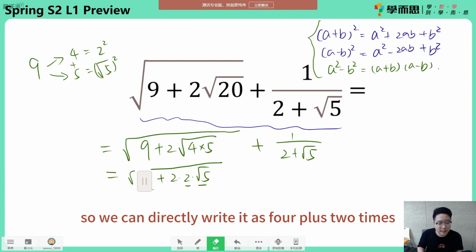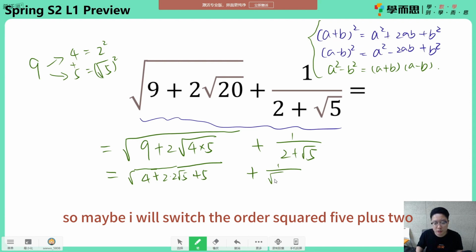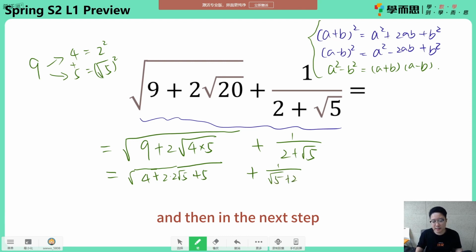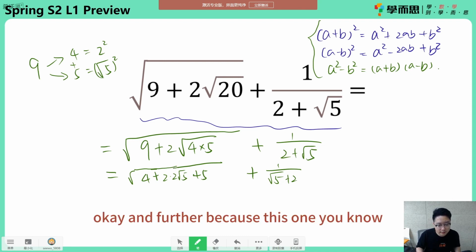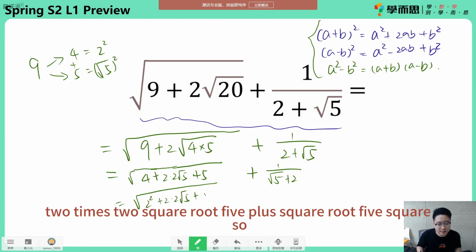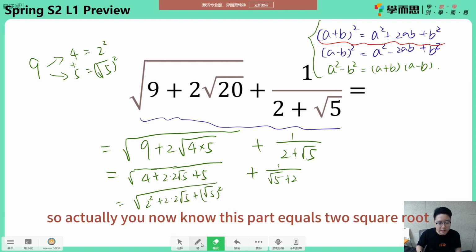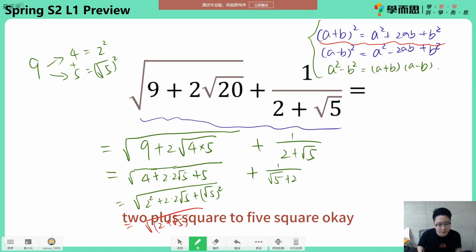So we can directly write it as 4 plus 2 times 2 square root 5 plus 5, right? And then plus, maybe I will switch the order, square root 5 plus 2. And in the next step, you will know why, okay? And further, because this one, you know, is 2 squared plus 2 times 2 square root 5 plus square root 5 squared, it is linked to the perfect square here, okay? So actually, you now know this part equals square root 2 plus square root 5, squared, okay?